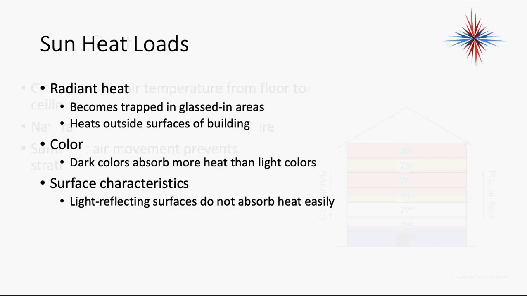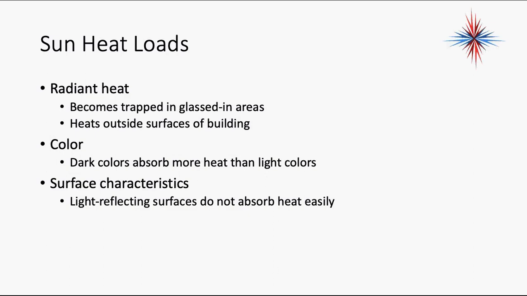We have to worry about sun heat loads. Okay, we have radiant heat. It becomes trapped in glassed areas. It heats the outside surface of the building. So again, radiant heat. We really have to be concerned about radiant heat in any of our heat loads. It heats the outside surface of the building, but in larger commercial buildings, it does not heat the outside surface all at one time.